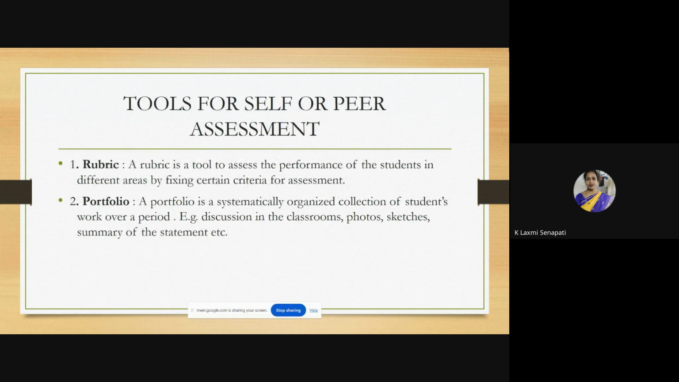And what are the tools which we can use for self assessment as well as for peer assessment? So here what we are doing, you can see what is self assessment.